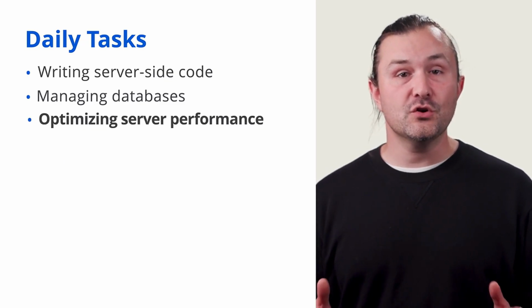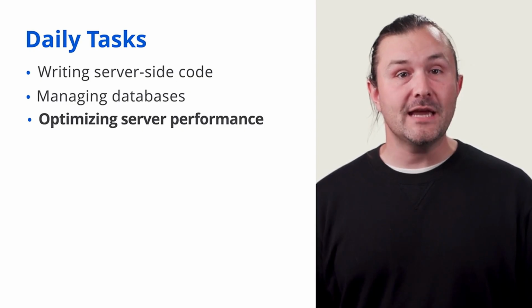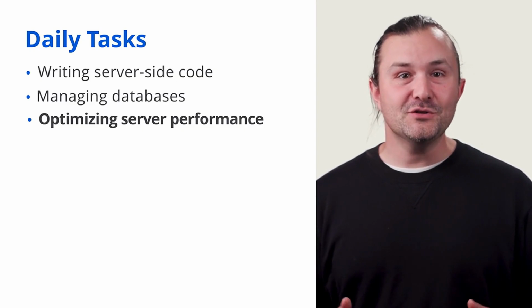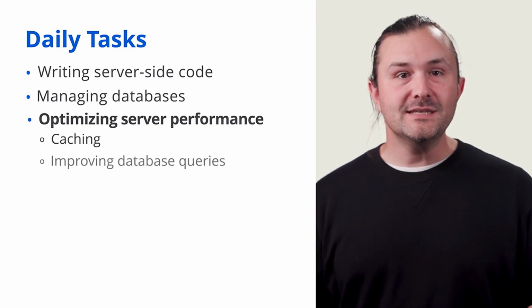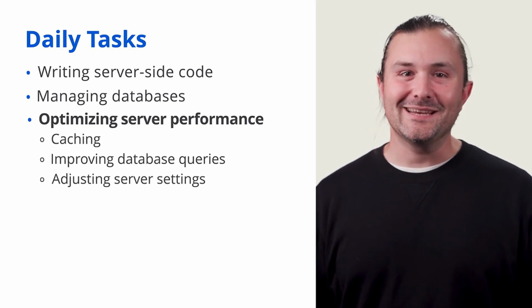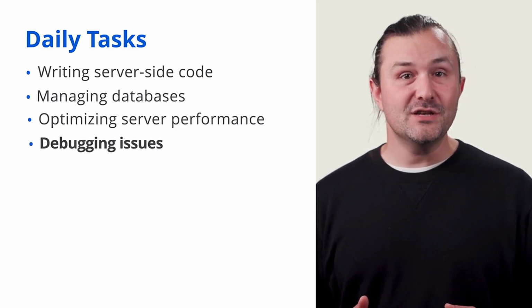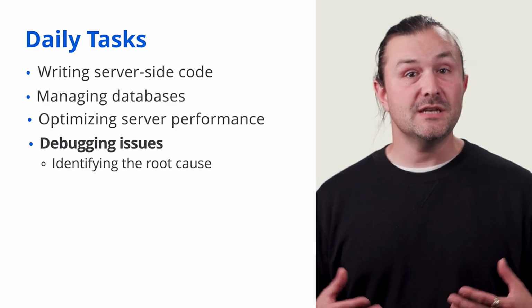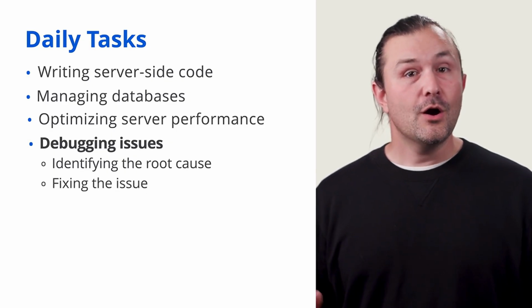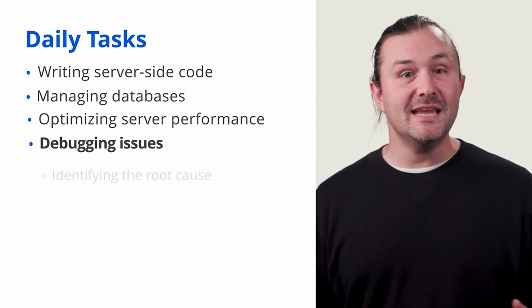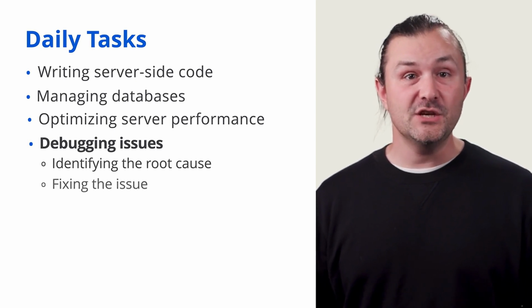Another important task is optimizing server performance. This means ensuring the server runs efficiently so that the application can handle many users without slowing down. Backend engineers do this by caching, improving database queries, and adjusting server settings. Finally, debugging is a key part of backend engineers' day. When issues arise, such as errors in code, slow performance, or unexpected behaviors in the application, it's the backend engineer's job to identify the root cause and fix the issue.